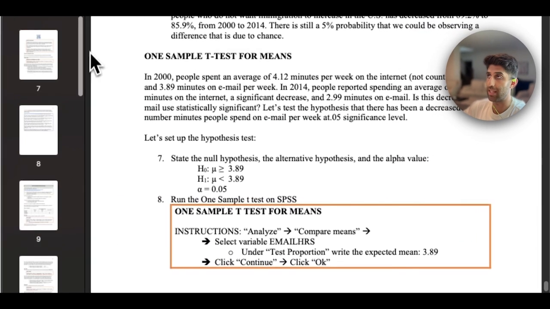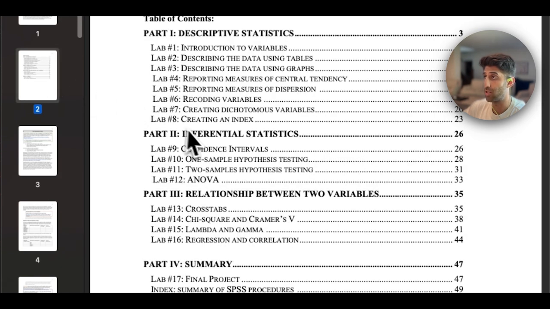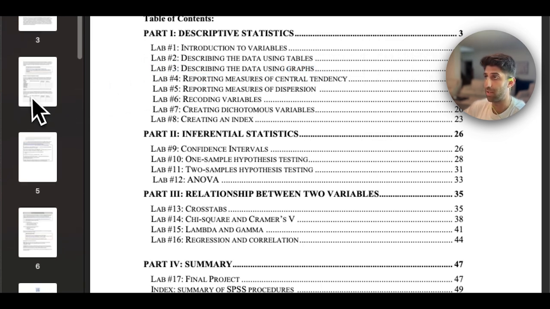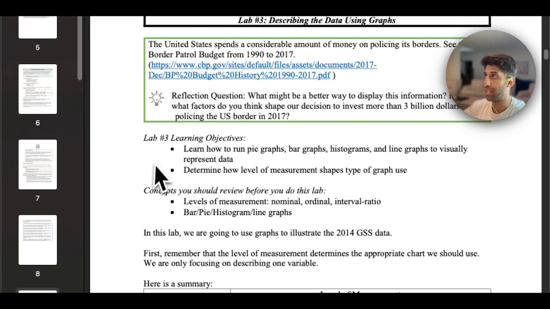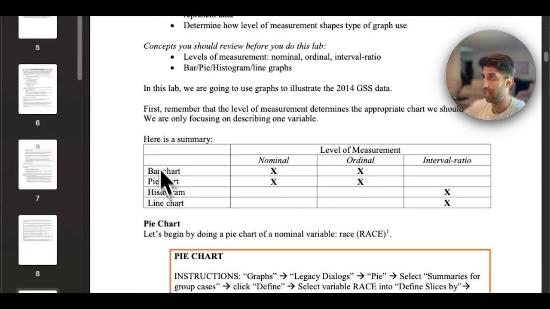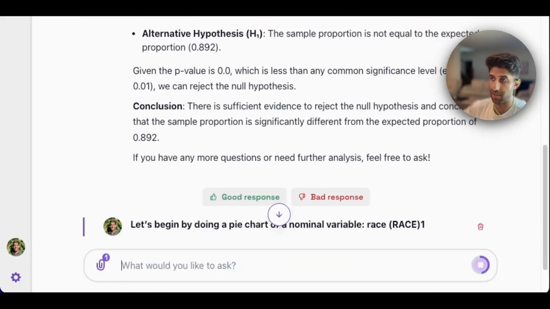I'll actually go back now to the descriptive statistics portion and show you Vizly making some graphs. So if we go now to the table of contents, and if we look at the lab, so lab 3 is describing the data using graphs. What I'll do is actually go to page 9, describing the data using graphs. And what it's saying is, let's do a pie chart of the variable race and then answer some questions about it. So I'm going to copy that in again.